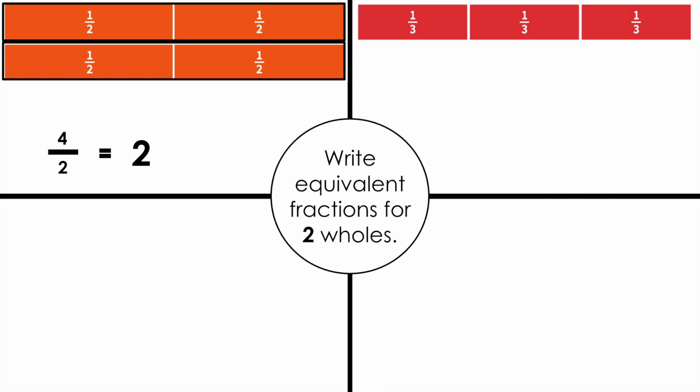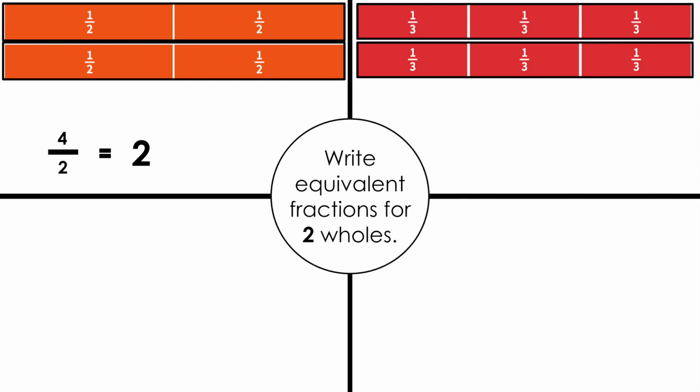Let's try thirds. 3/3 makes 1 whole. Another 3/3 makes 2 wholes. We can say that we have 3, 4, 5, 6/3, which is equivalent to 2 wholes.